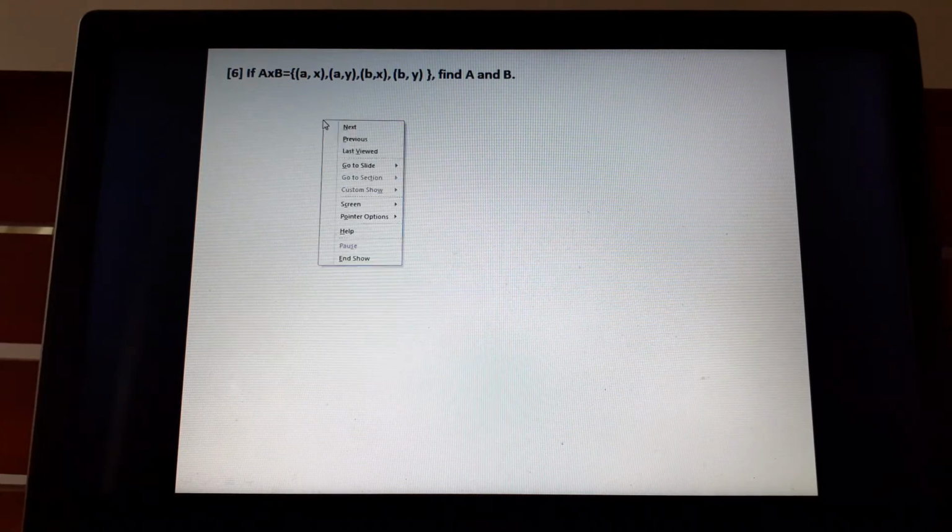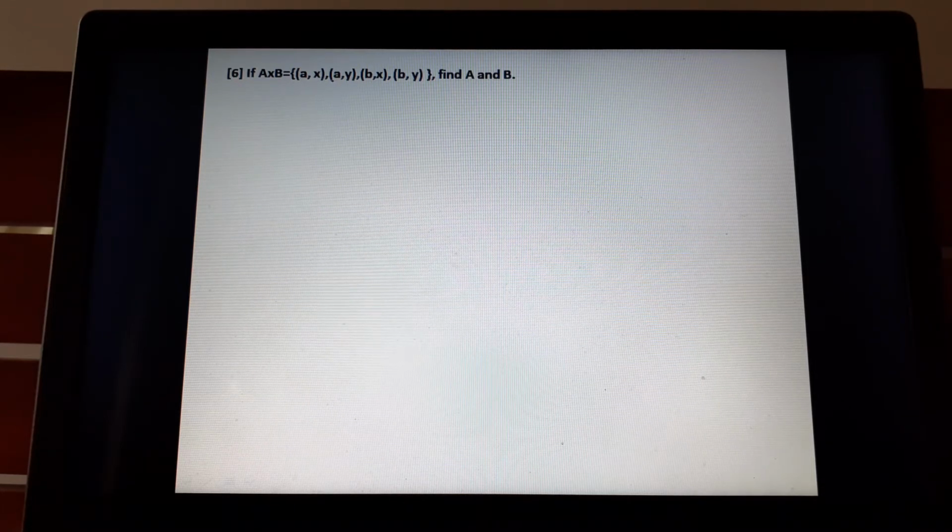Sixth question is: A cross B is {(a, x), (a, y), (b, x), (b, y)}. Find A and B. It is very simple. It is a reverse question actually. Normally the sets are given and we find A cross B. Now A cross B is given, and we have to find what A and B are. Now look here. A cross B is given to be (a, x), then (a, y), then (b, x), then (b, y).